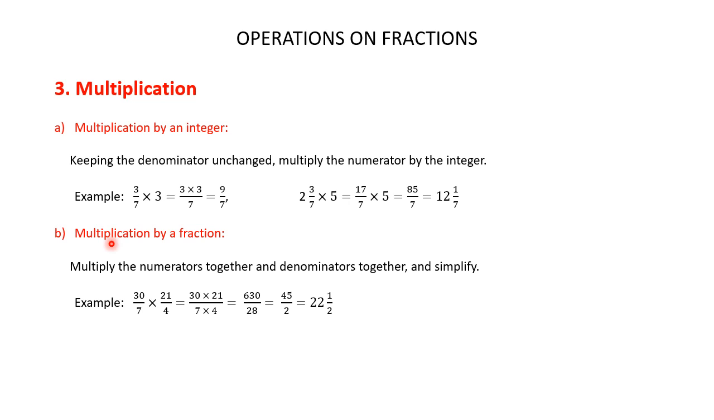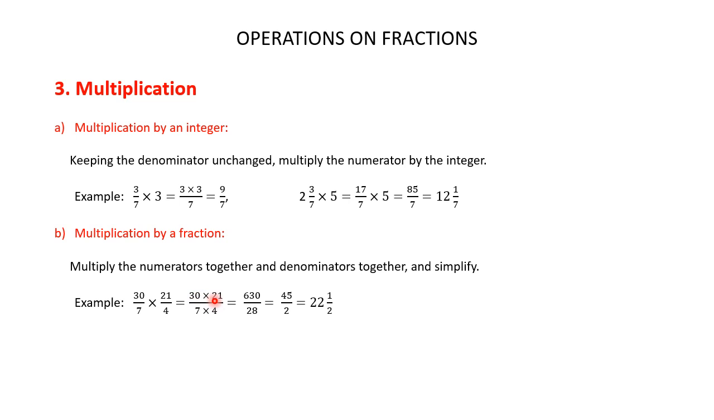Now let's understand how to multiply a fraction with a fraction. So here you have to first multiply the numerators together, then multiply the denominators together to get the answer. If possible, you can simplify the answer. Let's understand this with an example. Multiply 30 by 7 with 21 by 4. So first you have to multiply the numerators together to get the numerator of the answer, and then multiply the denominators together to get the denominator of the answer.